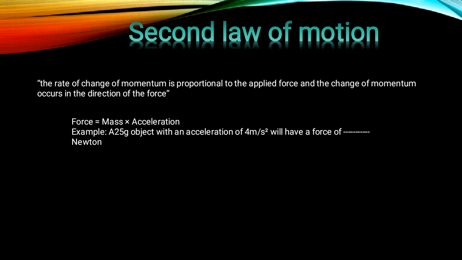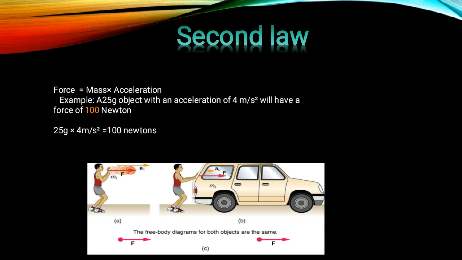The example is: a 25-gram object with an acceleration of 4 meters per second squared will have a force of what? In this example, use the force formula. The force formula is force is equal to mass into acceleration. Mass is 25 gram and acceleration is 4 meters per second squared. So our force is 100 newtons. Also, I am giving one picture in this slide. This is an example of the second law.